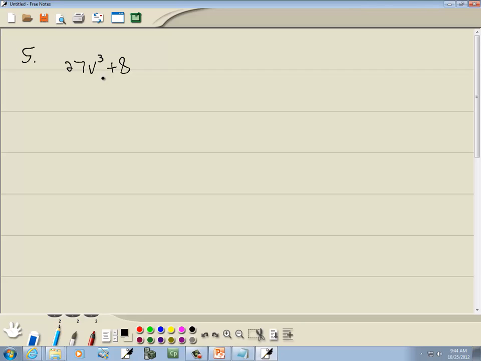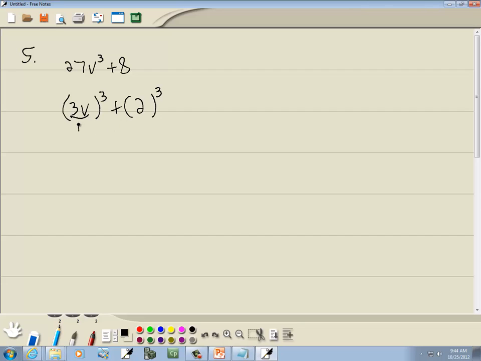That doesn't fit. Last method, number 7, sum of 2 cubes. 2 terms with a plus between it. Well, that fits. So we're going to try to write this as something to the third power plus something else to the third power. Now, instead of asking yourself what times itself gives you this, you ask yourself what times itself 3 times gives you this. For like the 27, 3 times 3 times 3 gives you 27. V to the third, V times V times V gives you V to the third. And for the 8, 2 times 2 times 2 gives you the 8. So we were able to write it as something to the third power plus something else to the third power.